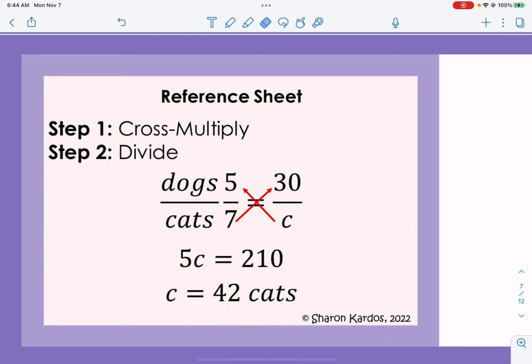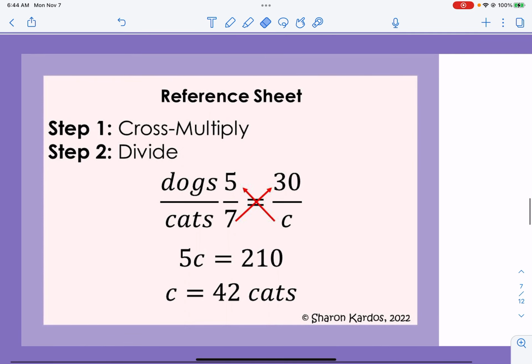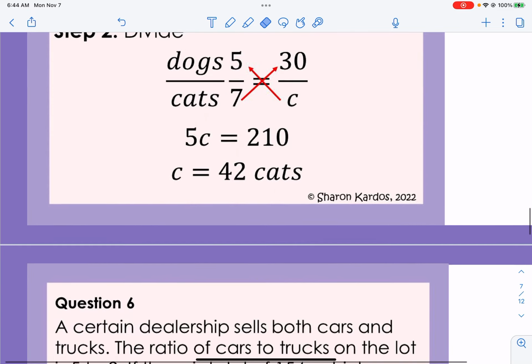Now, this is not the only way to solve this problem. You can also use scale up to solve this problem. But remember, scale up and scale down does not work on every problem, and we are in particular practicing cross multiply and divide strategy, or the means and extremes strategy. So that is the strategy I did ask you to use.